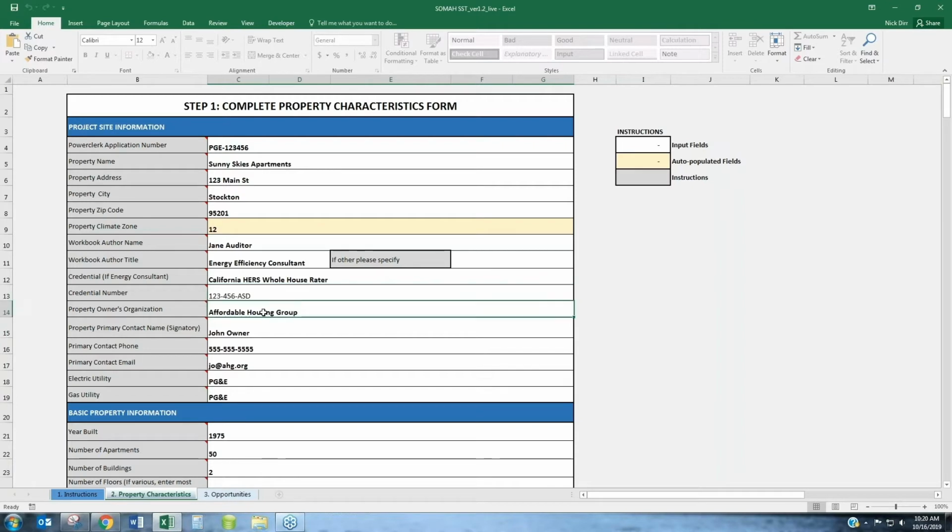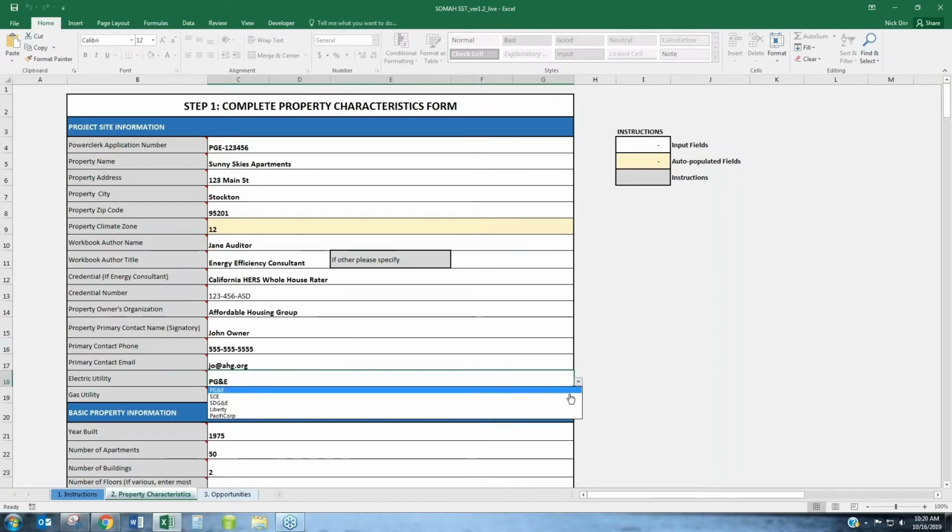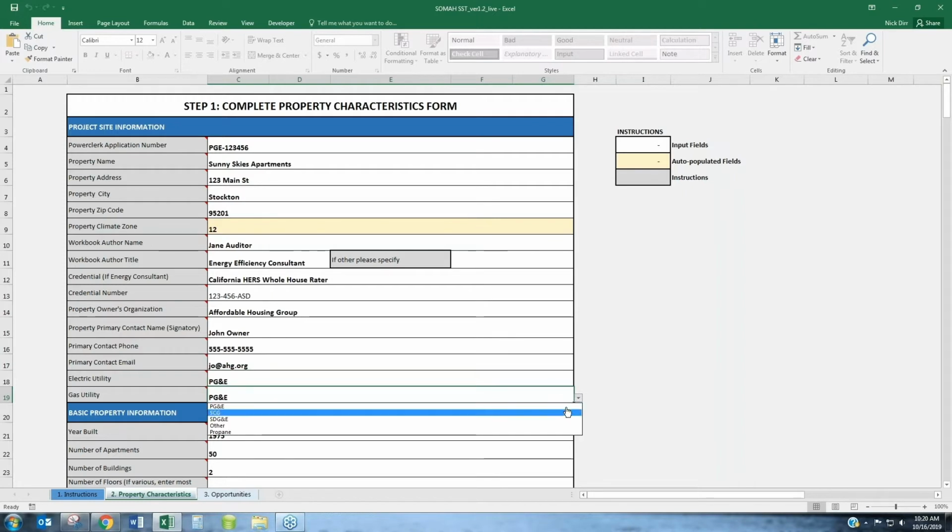The next is to enter the organization that owns this property. So whether it's a nonprofit or for-profit affordable housing company, you'll enter that information here. The primary point of contact at the property, their phone number, and their email. And then you'll select the electric and gas utility for this particular project. So I can choose from any of the 5 electricity utilities, as well as the gas utilities. This property, the sample project's in Stockton, so both the electric and the gas utilities will be PG&E.